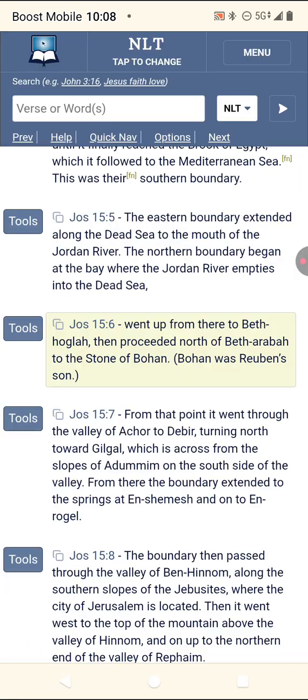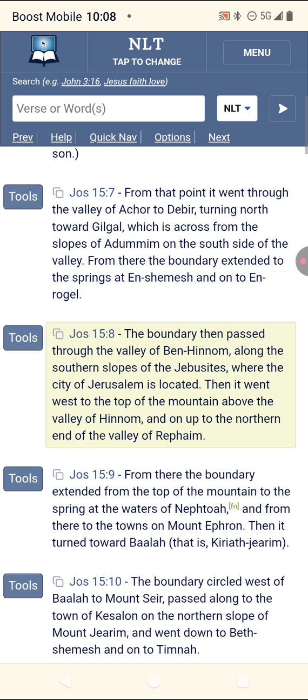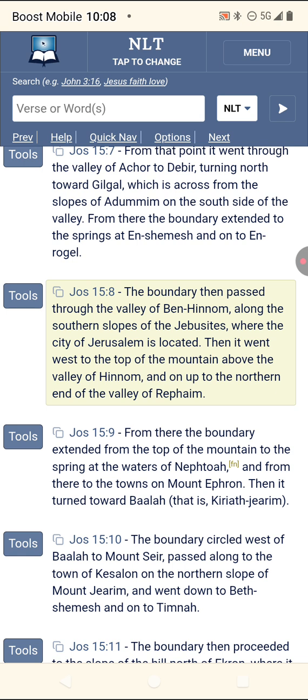All right? From that point, it went through the valley of Achor to Debir, turning north toward Gilgal, which is across from the slopes of Adumim on the south side of the valley. From there, the boundary extended to the springs of En Shemesh and on to En Rogel. The boundary then passed through the valley of Ben Hinnom along the southern slopes of the Jebusites, where the city of Jerusalem is located. Then it went west to the top of the mountain above the valley of Hinnom, and on up to the northern end of the valley of Rephaim.